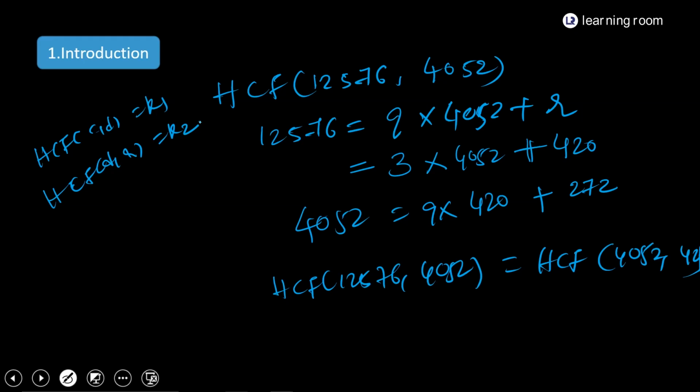We know that B would be greater than R. B always must be greater than or equal to R. So we need to equate B to a value. Now we are finding out the HCF of B comma R. Repeat the process until we get R equal to 0. This is called Euclid's division algorithm. Okay. So you are clear with the proof, right?